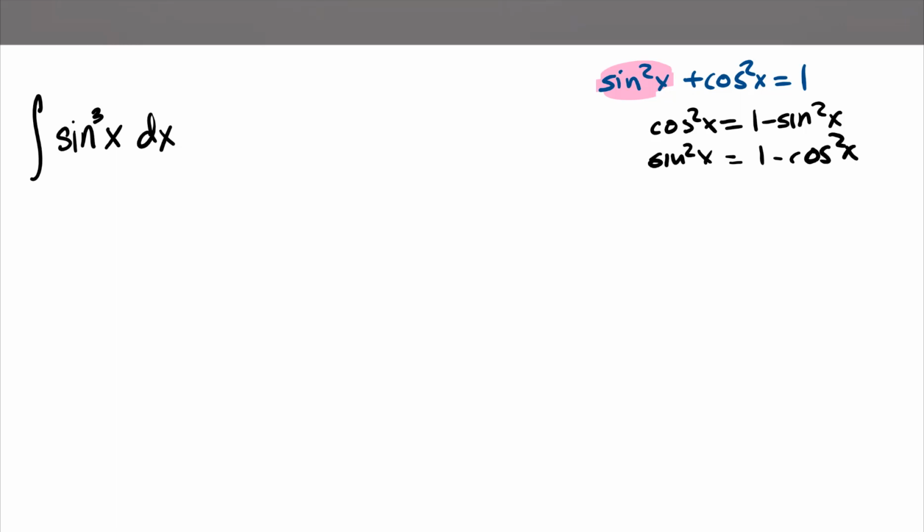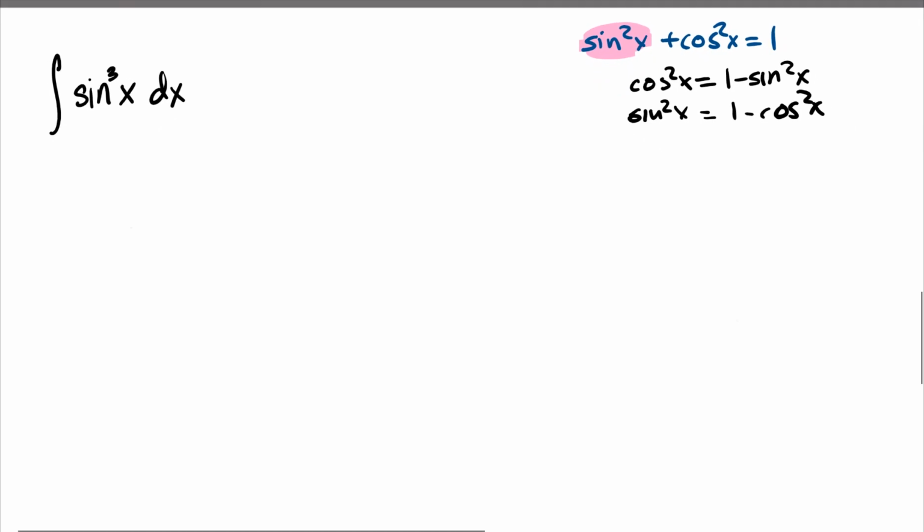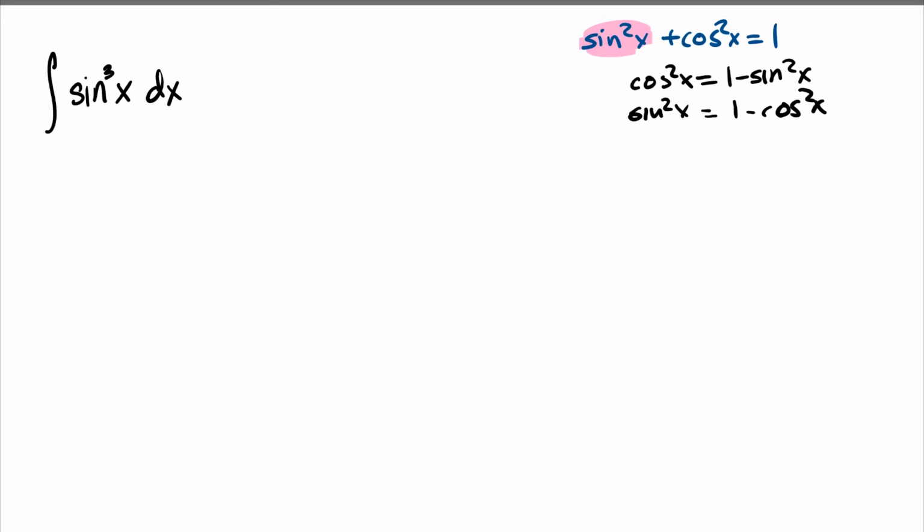And what we're trying to do here is create a u sub. That's the whole game. We're trying to create some sort of u sub out of this. So I'd like to write this a little different and call this sine squared of x times sine of x dx.